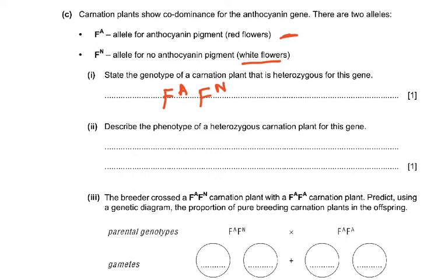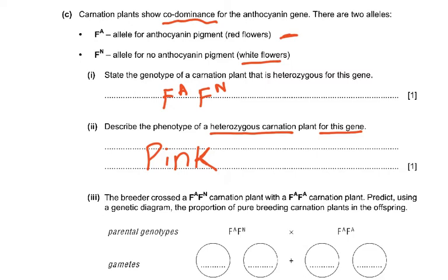Heterozygous. Now describe. Now they told you it is codominance. So one is red and one is white. Describe the phenotype of a heterozygous carnation plant for this. Whenever we use two letters, something raised to the power something, then it is for codominance. So this is going to be red into white, is going to be some shade of pink. So pink flowers.